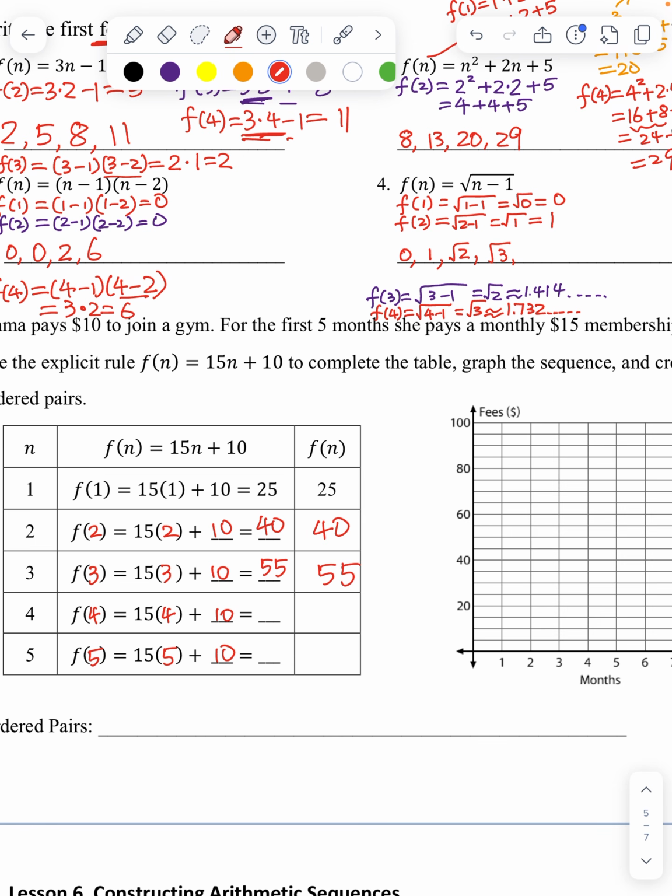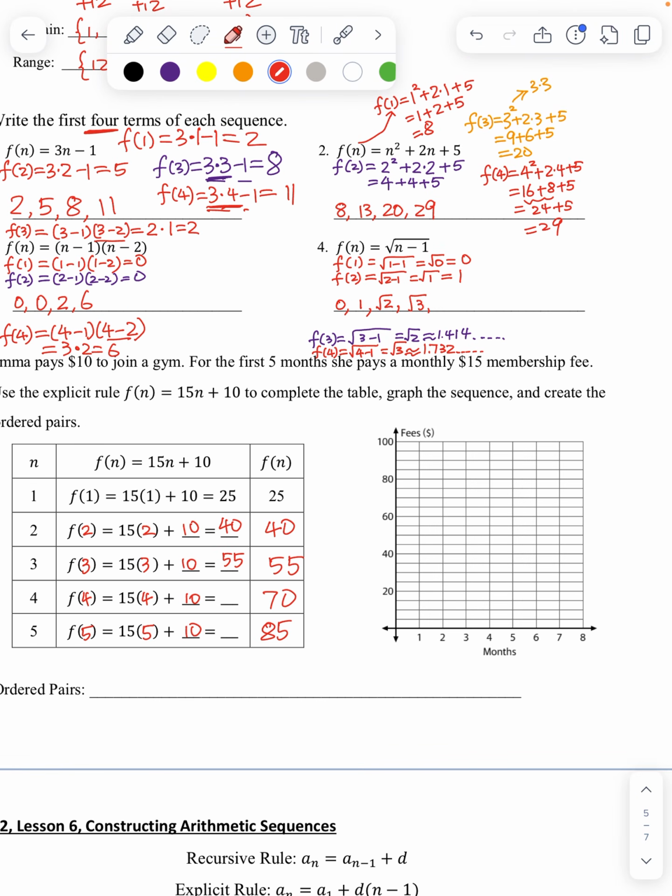And the next, 15 times 4. I believe 15 times 4, that's 60. 60 add 10, that's 70. Last one. 15 times 5, this is 75. 75 add 10, that's 85.